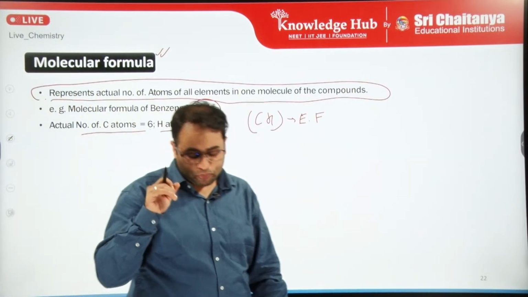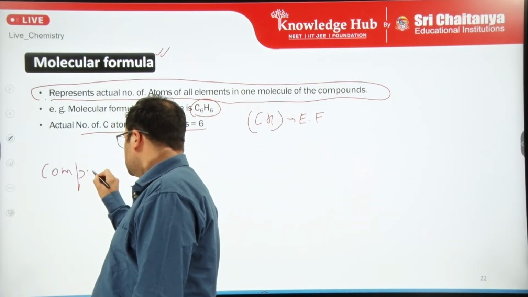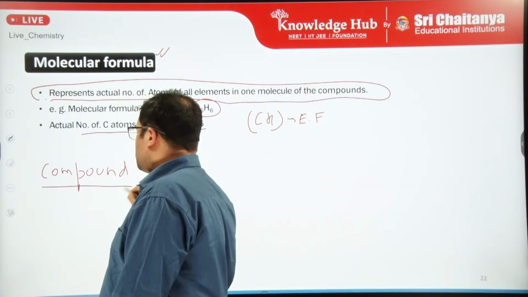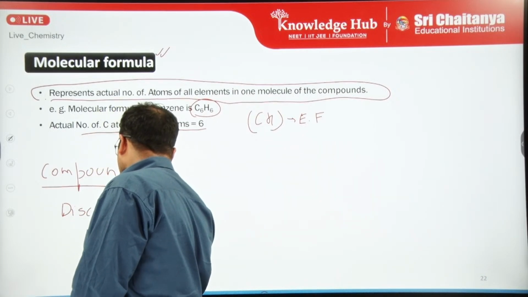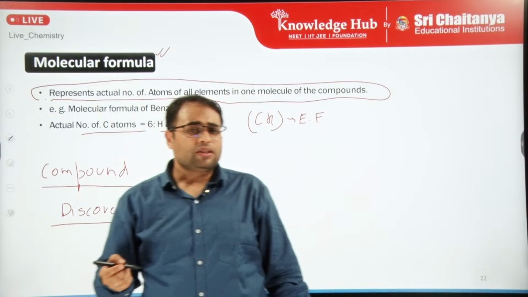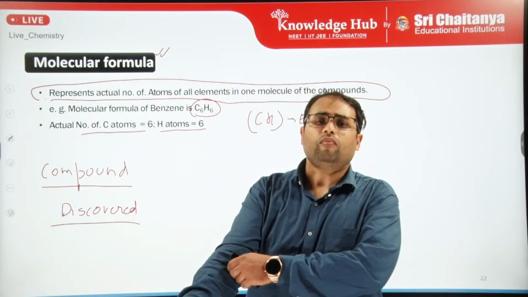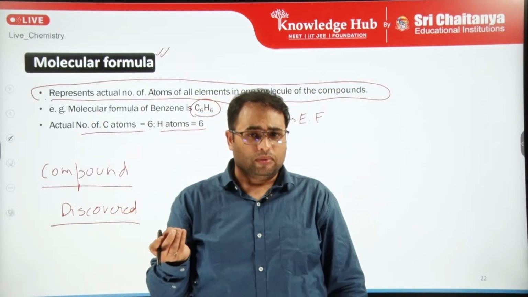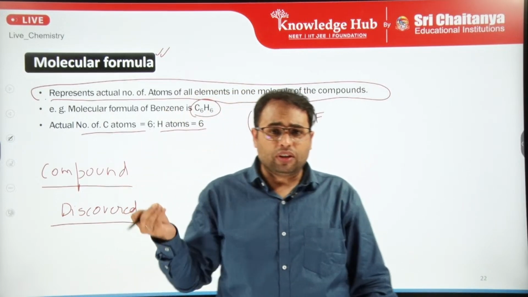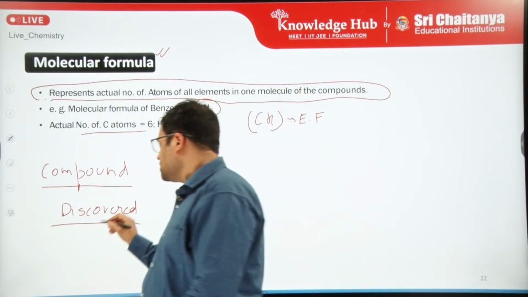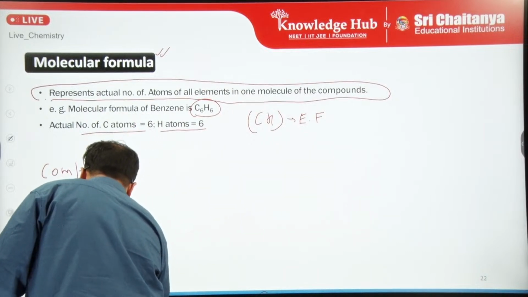See, normally when a compound is discovered, suppose a compound is discovered. Discovered means, suppose there are many medicinal compounds present in plants, like you have curcumin in turmeric, right? Curcumin is present in turmeric.